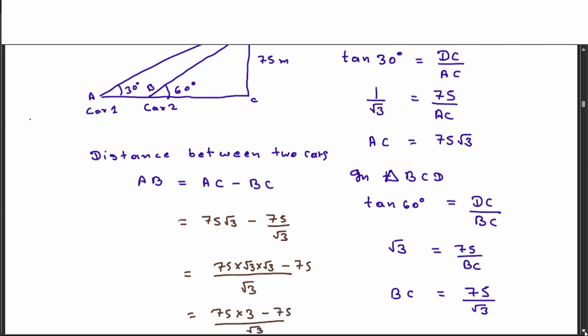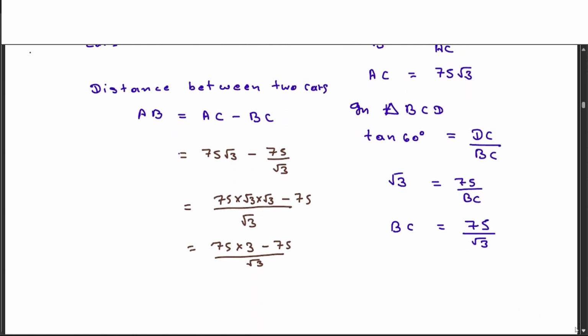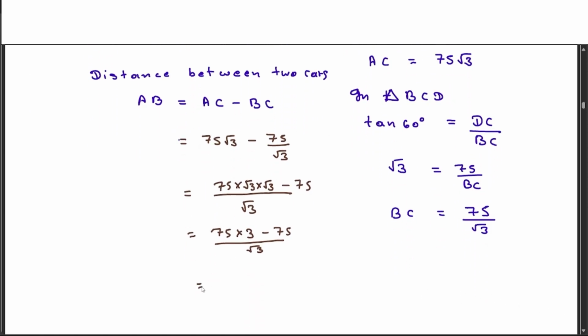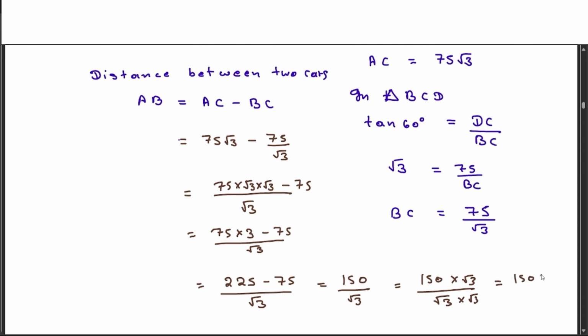Hope you understand how I have taken here. So 75 times 3, so you will get 225 minus 75 over root 3. So you will get here that is 150 over root 3. Now after that you can do the rationalization. So you can say 150 times root 3 over root 3 times root 3. So you will get 150 times root 3 over 3. So this one gets cancelled. That is how much? 50 times.